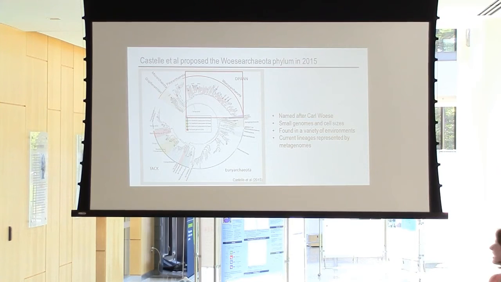And thus far, Vosarchaeota have been found to have small genomes and cell sizes and to be found in a variety of environments. Castelle originally found them in Rifle groundwater, which is a subsurface aquifer in western US. And since then, they found them in high altitude lakes and Arctic permafrost. And we found them for the very first time in marine environments. Current lineages of Vosarchaeota are represented by genomes from metagenomes.